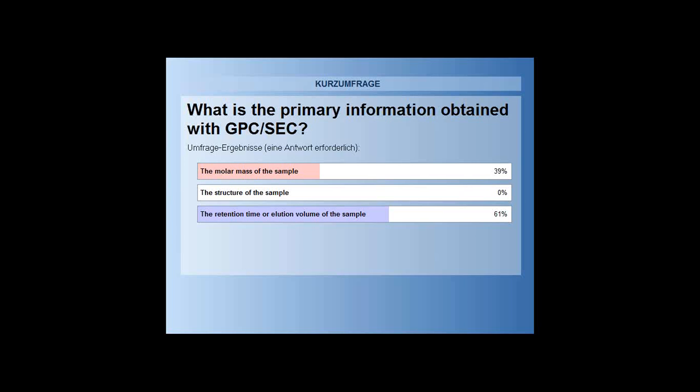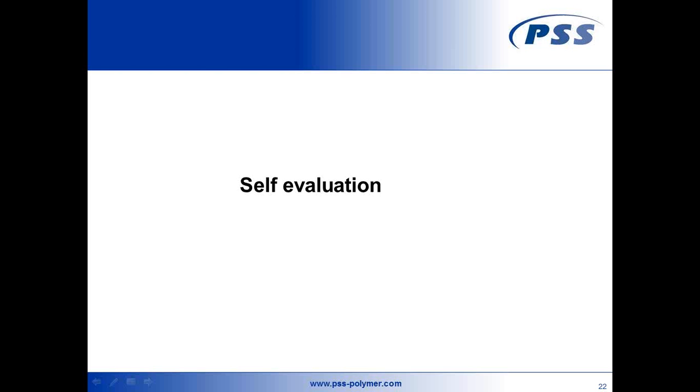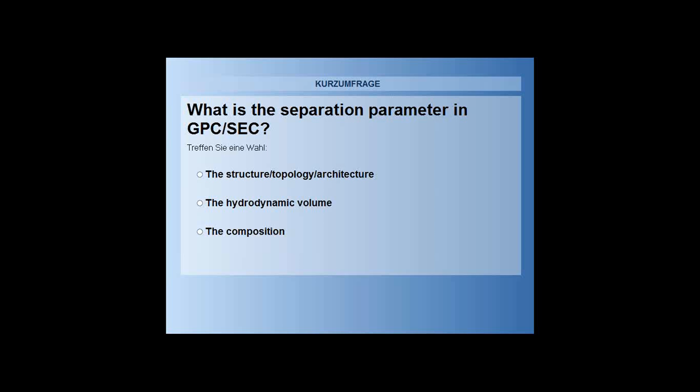Now I get to ask you a second question. What's the separation parameter in SEC? Is it the structure, topology, architecture of the sample, the hydrodynamic volume, or the composition of the sample? Again, what's the separation parameter in GPC SEC? The answers are structure, topology, architecture, hydrodynamic volume, or composition.